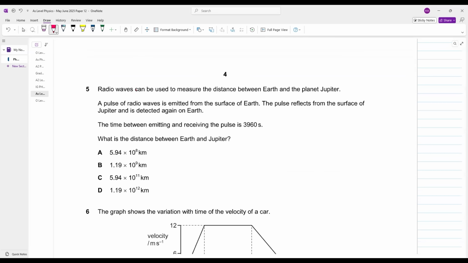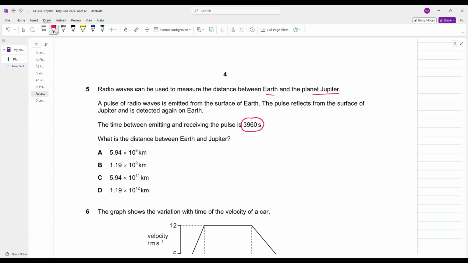Radio waves can be used to measure the distance between the Earth and planet Jupiter. A pulse of radio wave is emitted from the surface of Earth. The pulse reflects from the surface of Jupiter and is detected on Earth. Okay. The time between emitting and receiving the pulse is 3960.